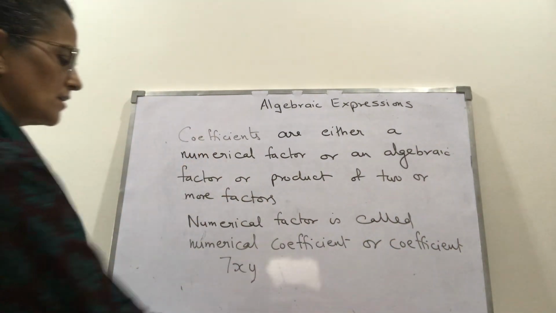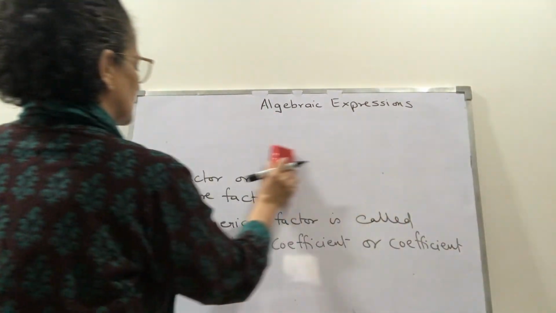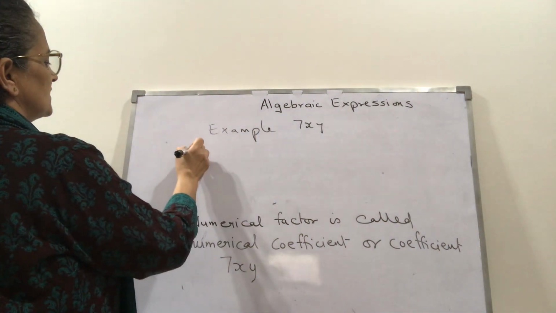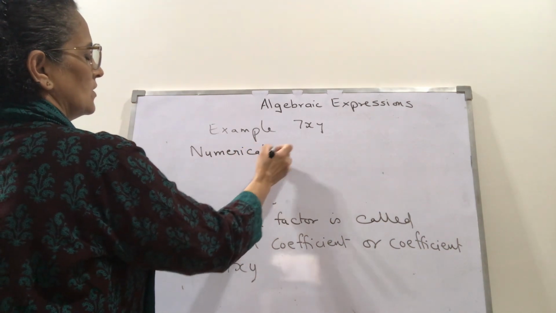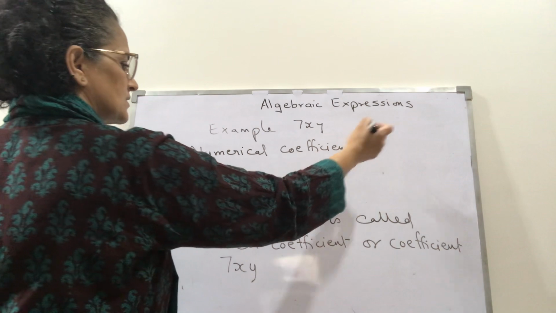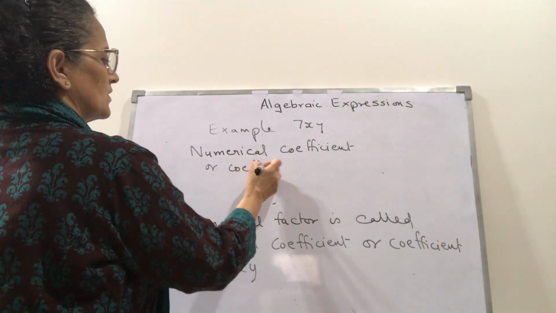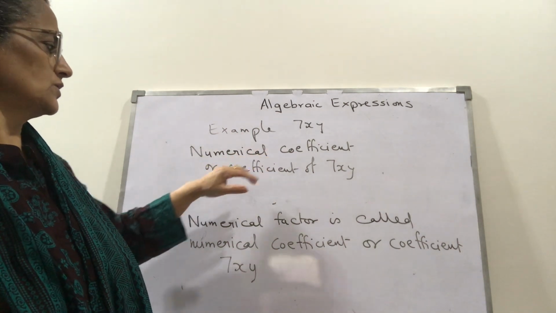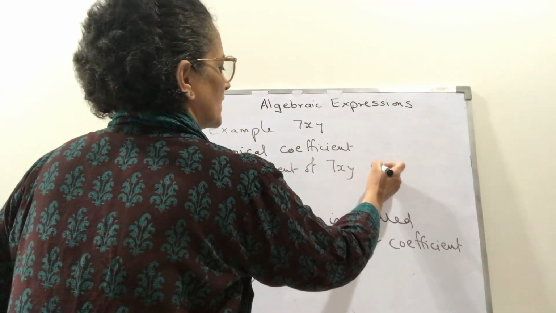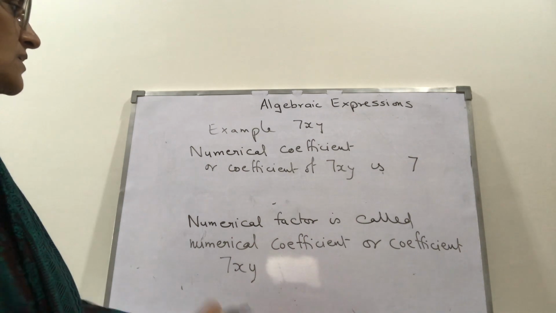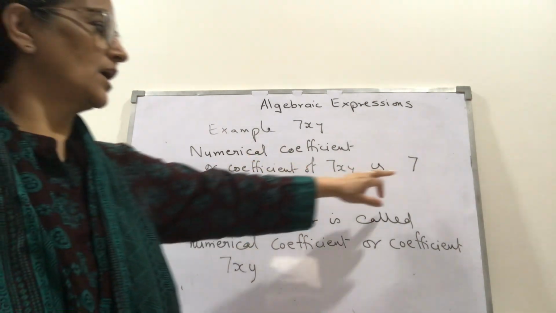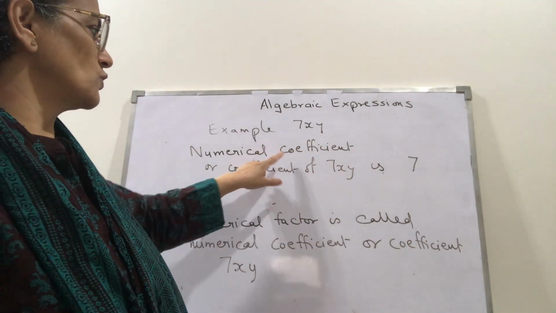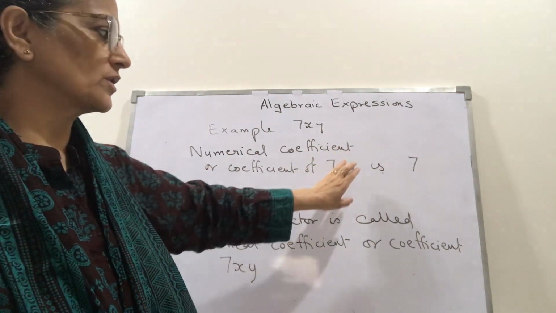If they say, let me write here now. So if they are asking, example I have written 7xy. If they are saying numerical coefficient or coefficient of 7xy, if this is being asked, give numerical coefficient or coefficient of 7xy, so you will write 7. Sometimes, because we have written that coefficient can be a numerical factor, it can be an algebraic. These variables are the algebraic factors. So coefficient can be algebraic factor also, or it can be product of these factors.